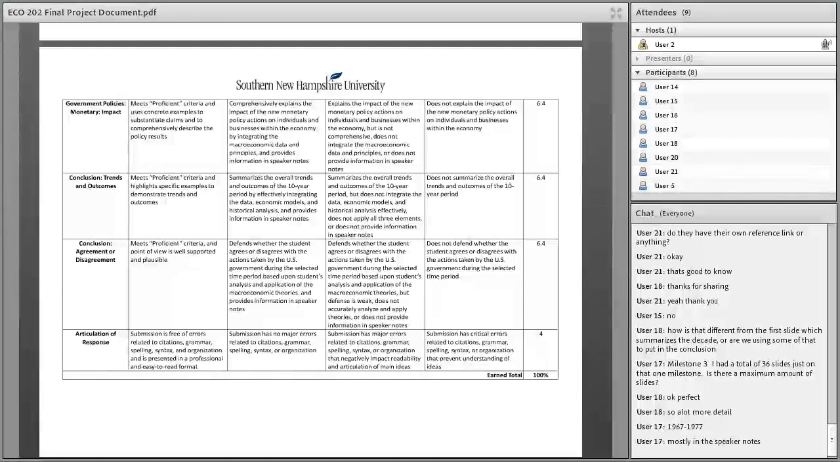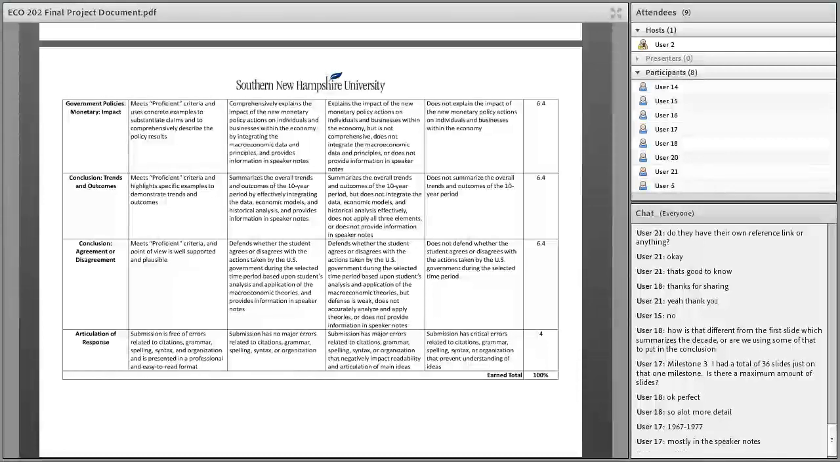Yes, more detail, Nick, and more use of economic theory. You didn't need to use any economic theory in the first slide, Nick. You just introduced the decade, maybe highlighting the main events or the most notable things for that decade. But in the conclusions, you want to be more specific.